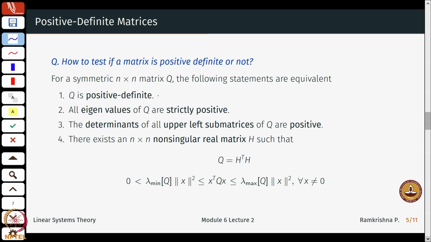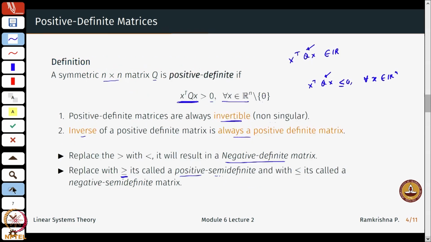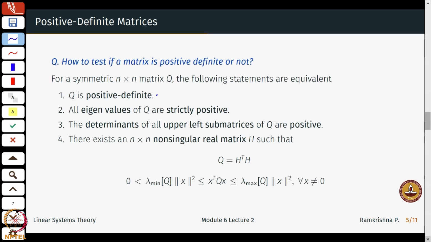So, Q being positive definite is equal to saying that all eigenvalues of Q are strictly positive, right. Okay, here I am also talking of symmetric matrices only, right. So, this should be stressed. For a symmetric n cross n matrix Q, whenever I say Q is positive definite, it also means that all eigenvalues of Q are strictly positive.